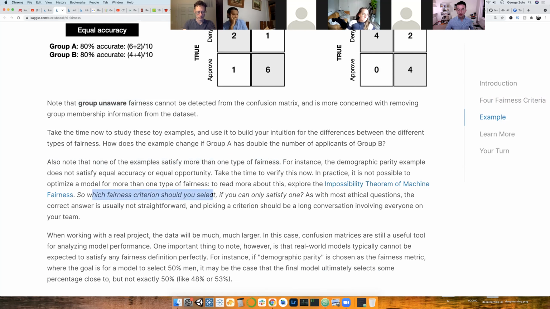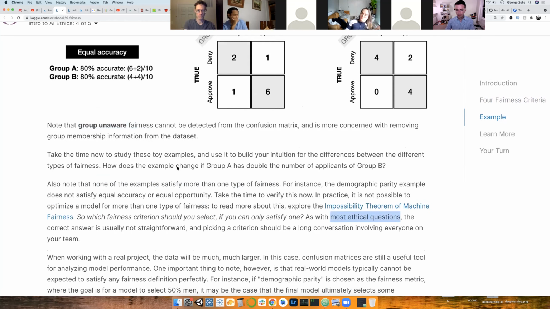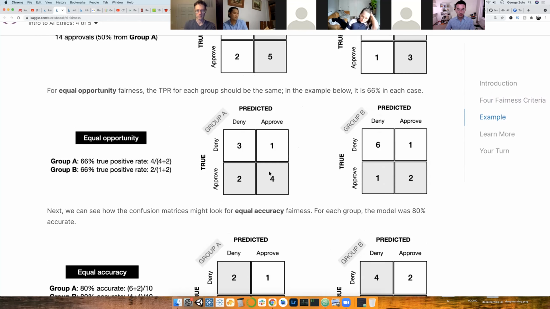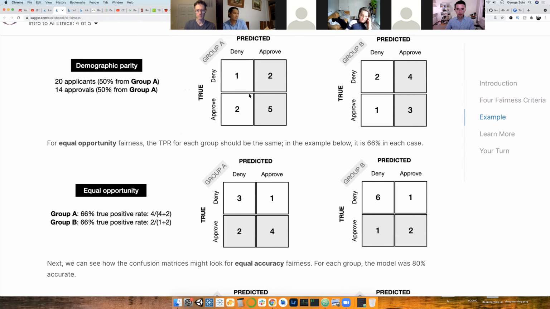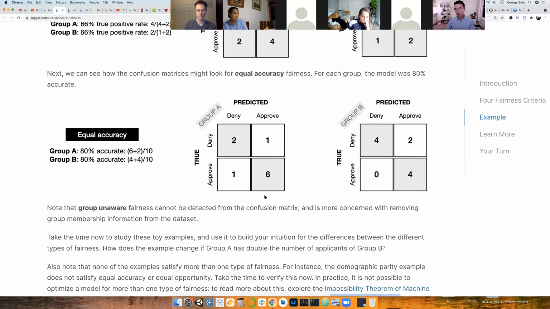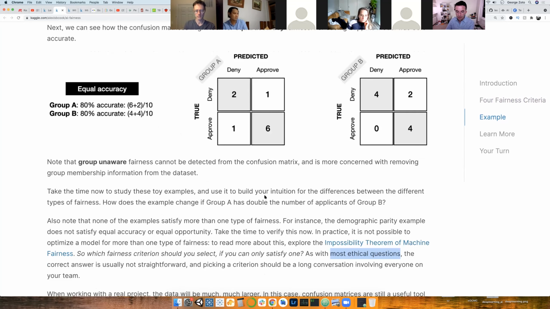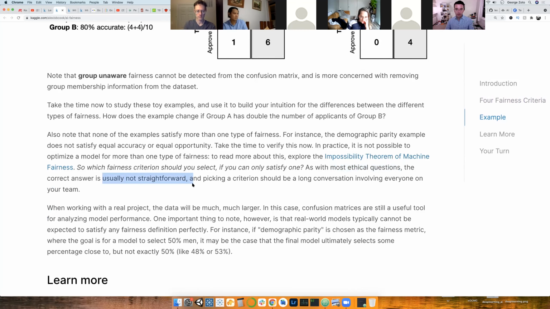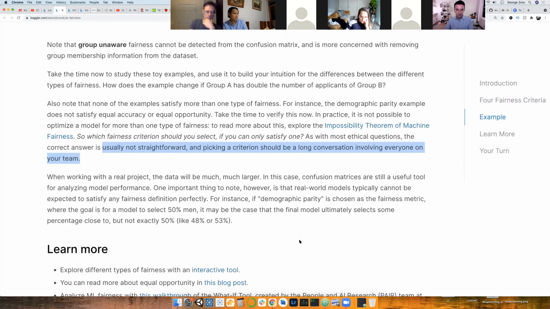And this is where the ethics part comes in, where we need a discussion: which metric do we want to design our AI model around? Are we interested more in equal accuracy? Are we interested more in equal opportunity, or this demographic parity metric? Or maybe some other metric that we haven't covered. Again, this requires a lot of discussion. It's not a straightforward answer.